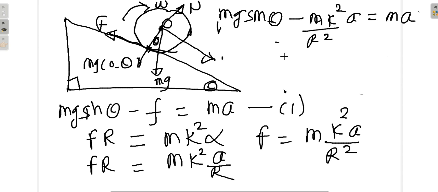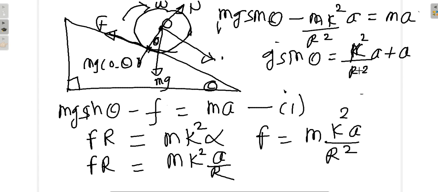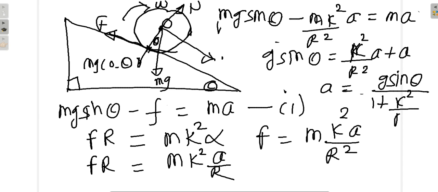Let me cancel m throughout. I'll get g sin theta equal to k square upon R square into A plus A. If I rearrange, I will get A as g sin theta upon 1 plus k square upon R square, where k is the radius of gyration. So this is the acceleration of the sphere in the downward direction.